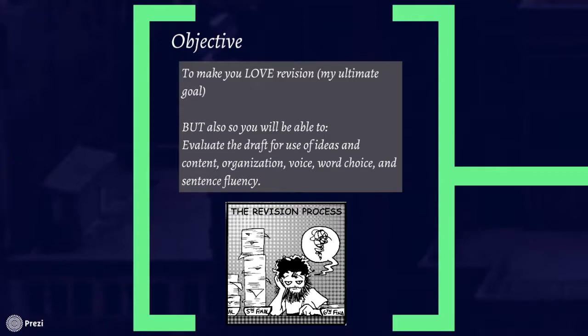It's my ultimate goal, but our overall objective is to be able to evaluate a draft of writing for use of ideas, content, organization, voice, word choice, and sentence fluency. That's a mouthful of stuff right there that you have to do. And we're going to take a look at all those different elements of revision and what to prioritize and how to work through the process.